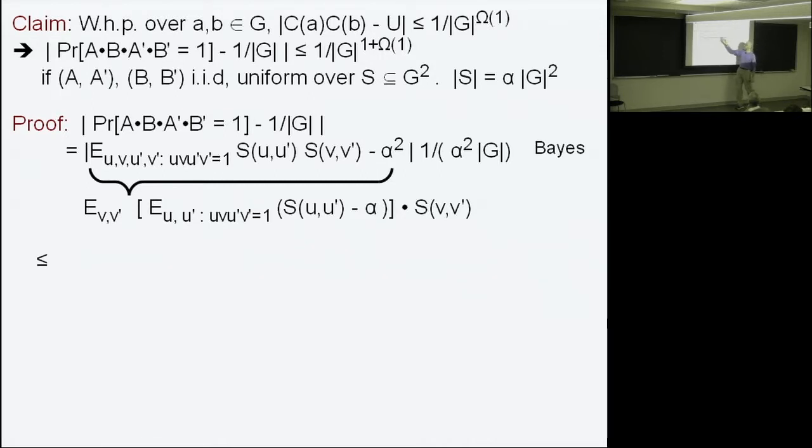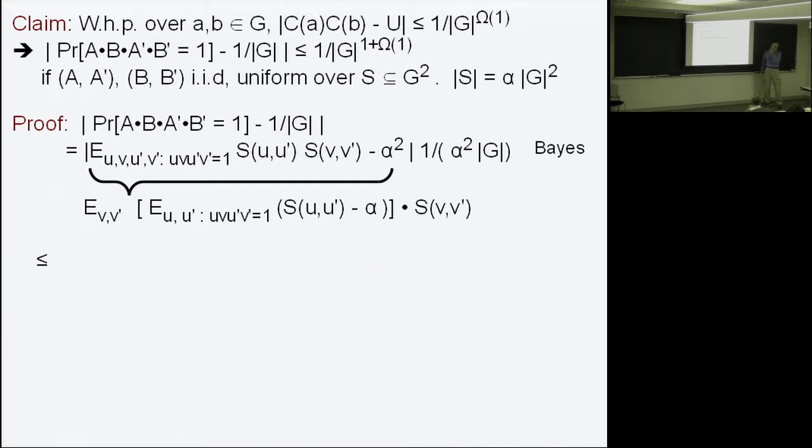Because if you just look at two coordinates, they are uniformly distributed over this choice, you can write alpha as the expectation over the set S. And you can pull out this S here, and you're left with the expectation over V and V prime of S, times the expectation over U and U prime of the distance with alpha and S, U and U prime. I'm not expecting everybody to follow every line of this, but I want you to get a sense of why conjugacy classes arise. And it's exactly here.